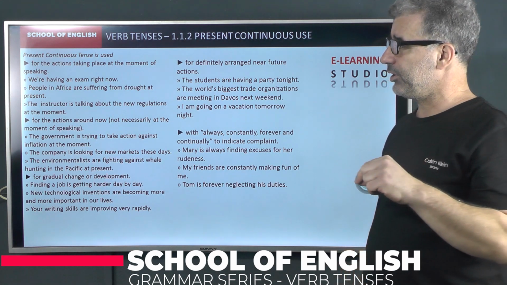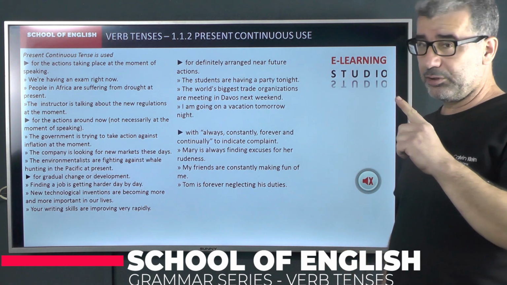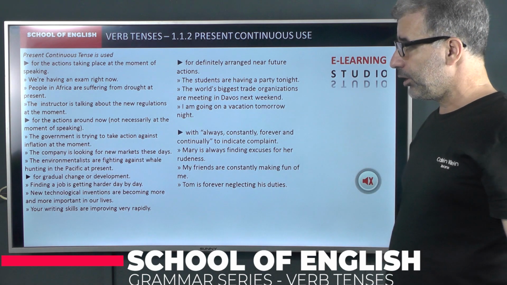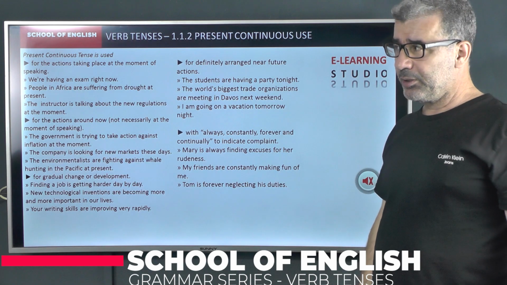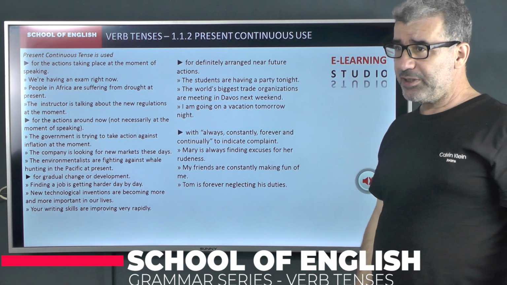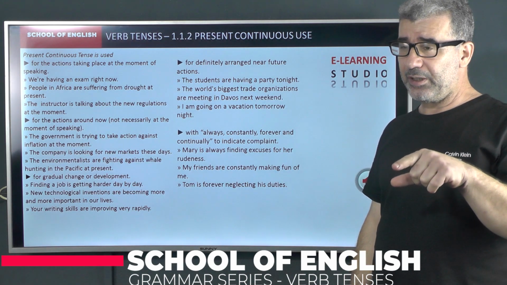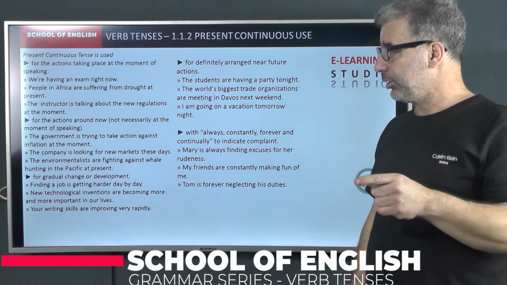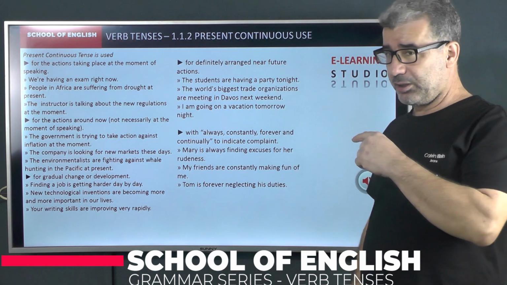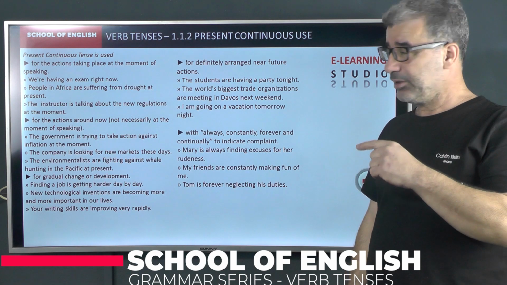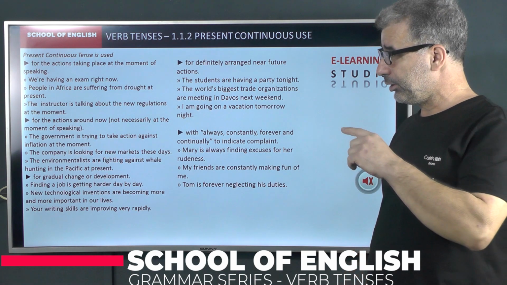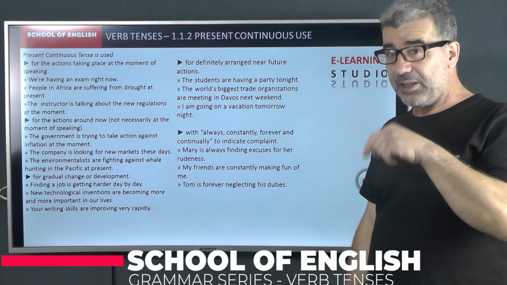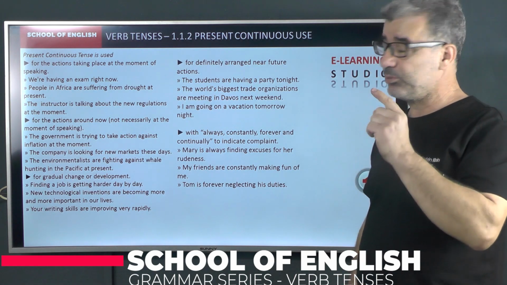at the moment of speaking. Let's have a look at the examples. The government is trying to take action against inflation at the moment. Maybe there is no specific action against inflation at the time of speaking, but this is the task they are dealing with these days. So, maybe not now, but around now.